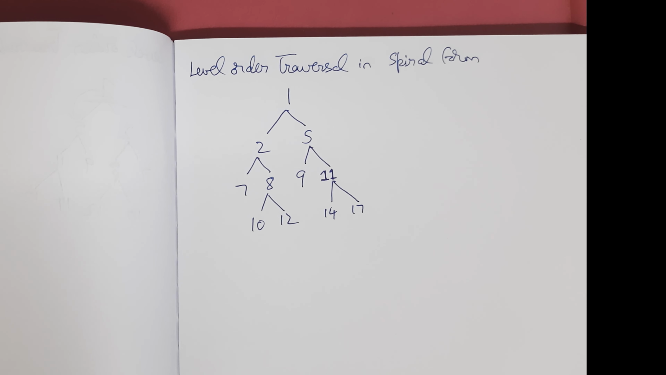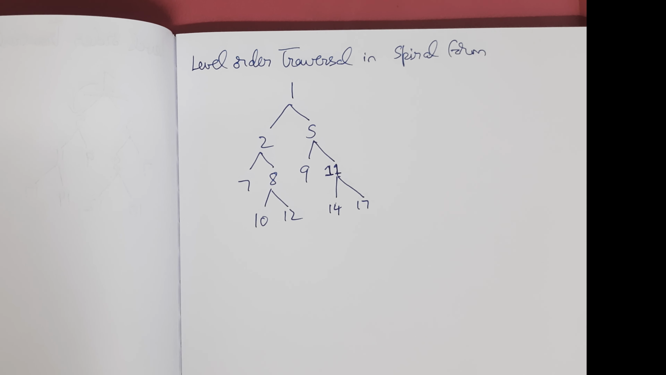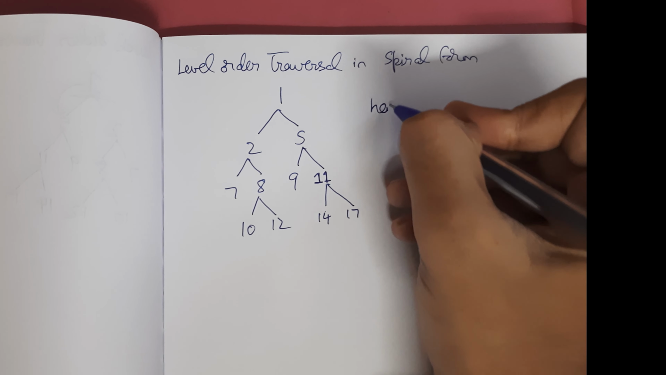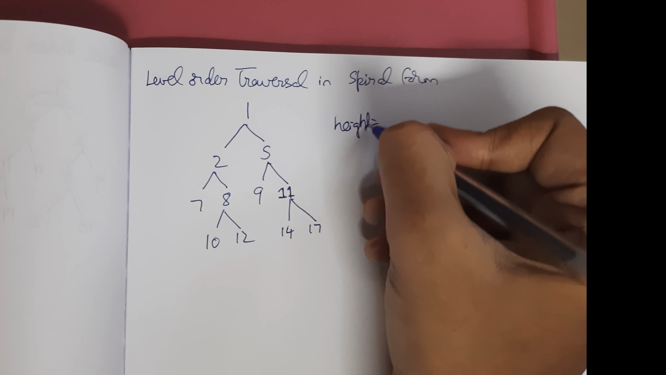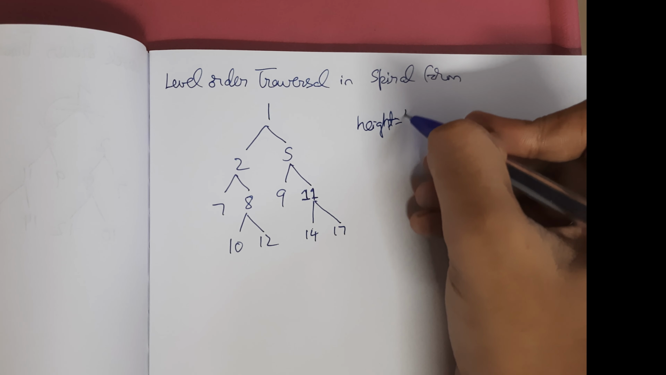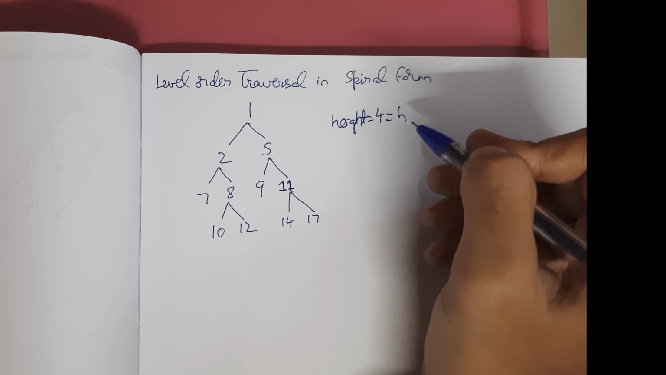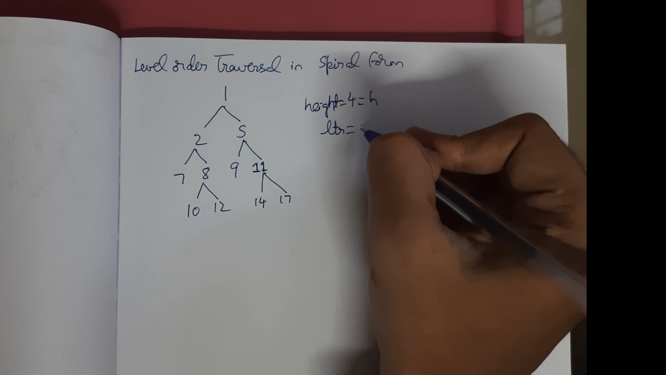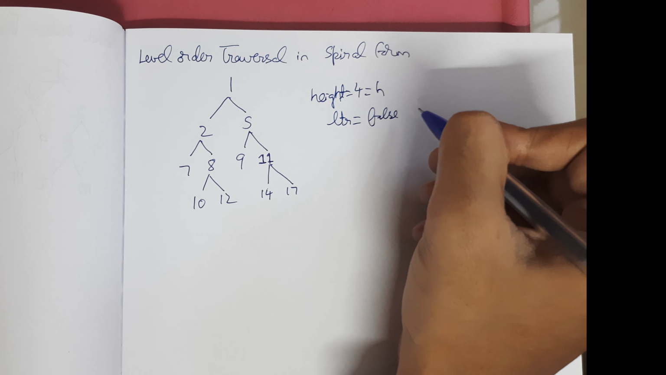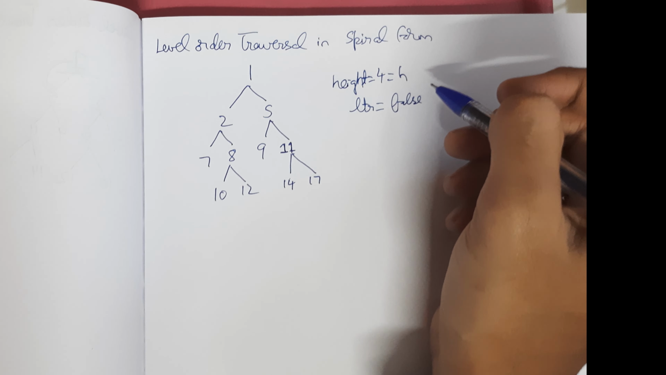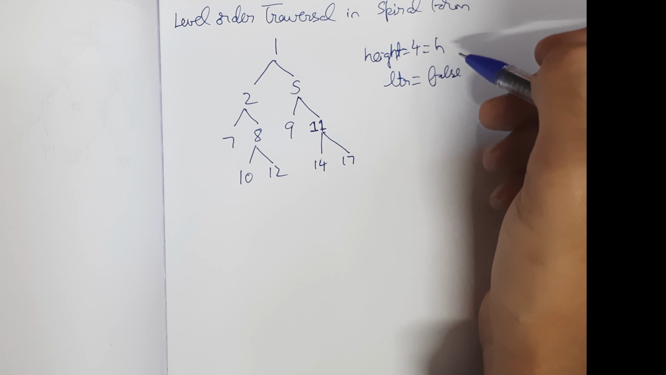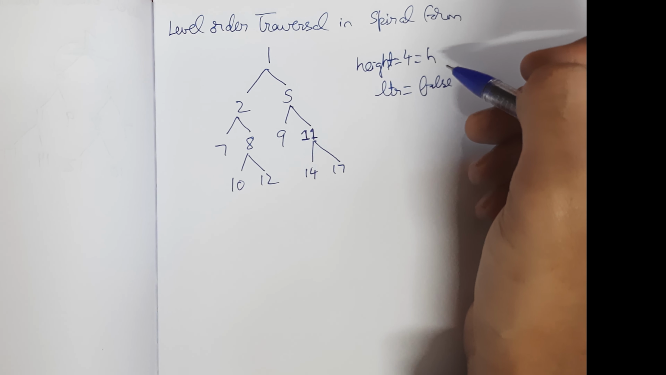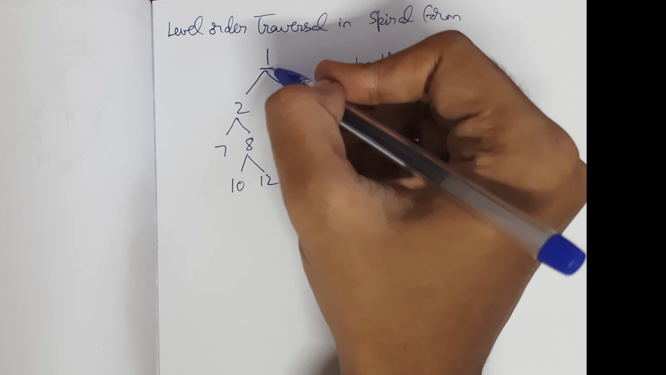The print spiral function starts by calculating the height of the entire tree, which is going to be 1, 2, 3, 4, stored in the variable h. And now we have the LTR boolean variable assigned as false in the beginning. Now the for loop starts. The for loop starts by having the first value of i in the first iteration as 1. So we have 1 here.